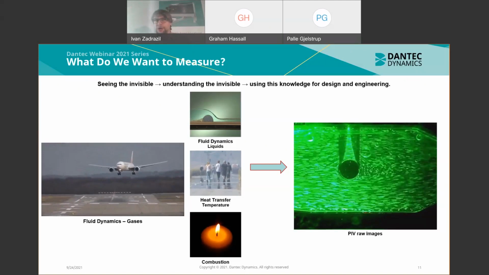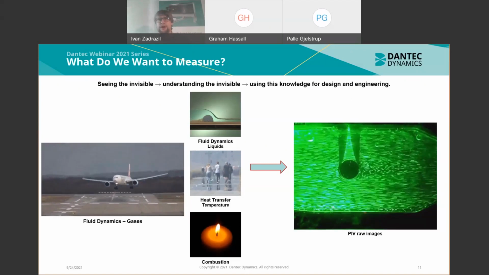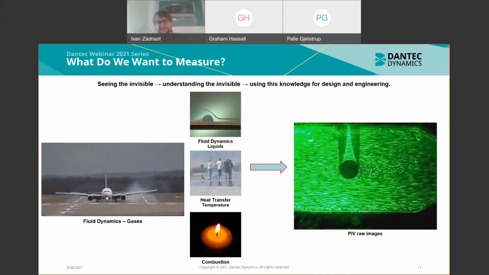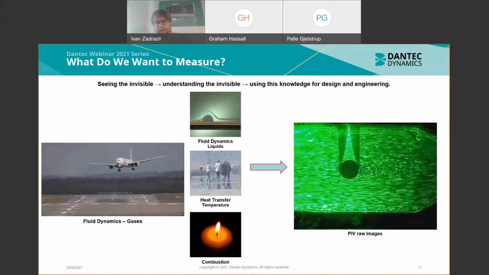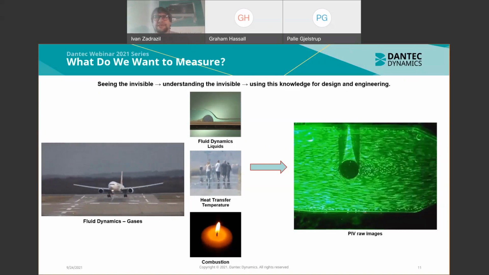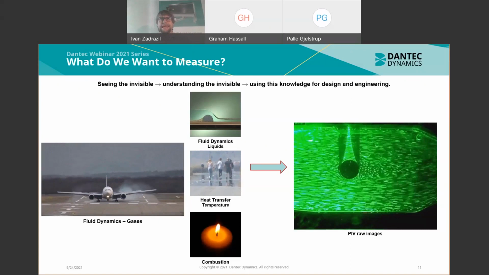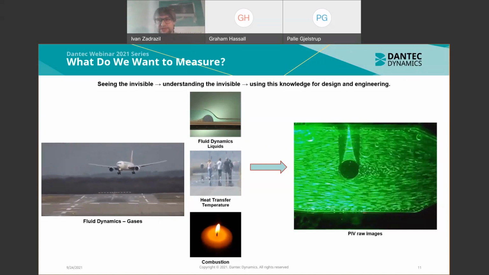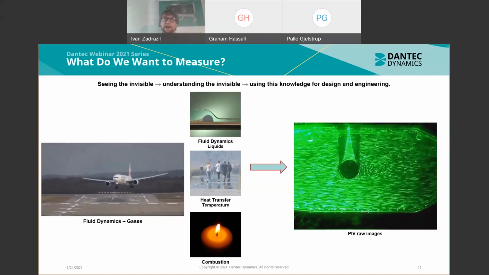Bottom right, we can see a hydraulic jump, which is a flow over an obstacle. And again, we can see what's going on from the free surface of the liquid, but we don't really have any understanding of what's going on inside the liquid, what the velocity fields look like, and what's going on with respect to mixing and so on.